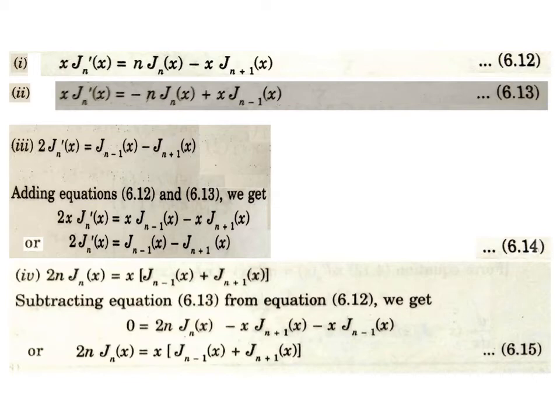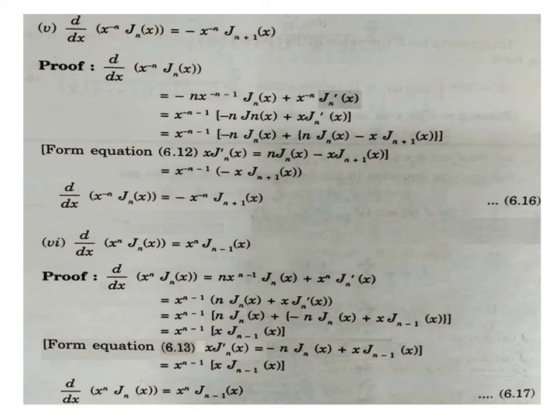In the next slide, we will discuss the derivation of the fifth and sixth recurrence relations for Bessel's function. Now we derive the remaining two recurrence relations of Bessel's function. The fifth recurrence relation, as you can see, is d by dx of x power minus n Jn(x) equals minus x power minus n Jn plus 1 (x).